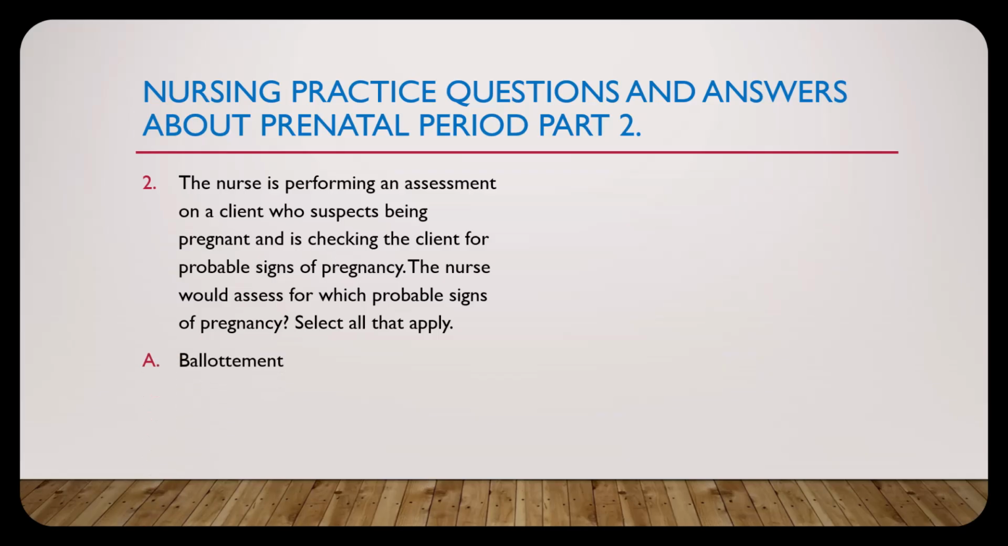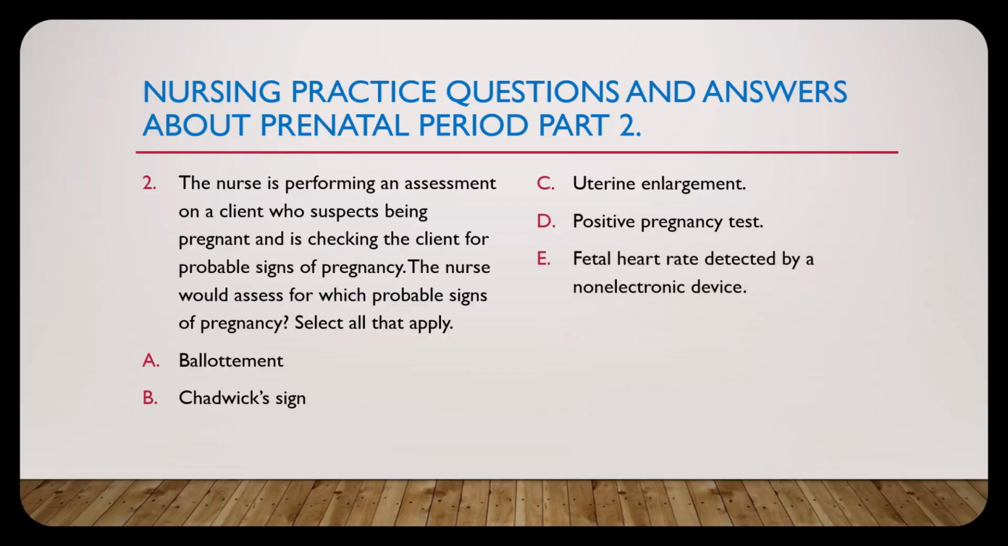Option A, ballottement. Option B, Chadwick sign. Option C, uterine enlargement. Option D, positive pregnancy test. Option E, fetal heart rate detected by a non-electronic device. Option F, outline of fetus via radiography or ultrasonography.